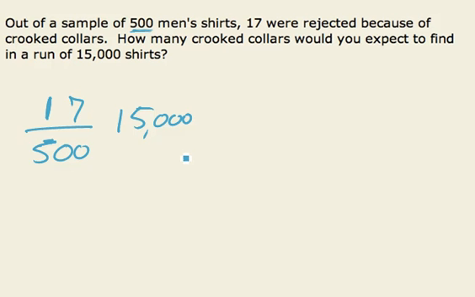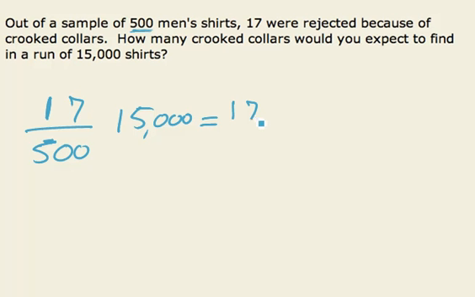Another way to think about this, mathematically, we just write it that way, but another way to think about this is I'm trying to figure out how many 500s there are in 15,000. And if I know how many 500s there are, I expect out of each 500, 17 to be rejected. So I'll multiply the number of 500s that I have by 17. How do I figure out how many 500s are in 15,000? I do 15,000 divided by 500. Right? And then I multiply by the 17, and that tells me that. So same computation I'm doing here. Take the ratio, 17 over 500, times the total number of shirts. That should tell us what we'd like to know.